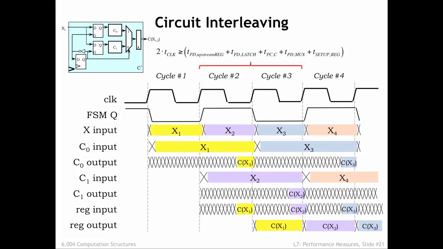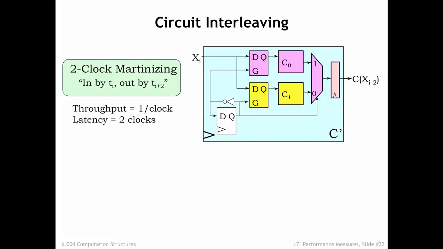Well, there is some time lost to the propagation delays of the upstream pipeline register that supplies the X input, the internal latches and multiplexer, and the setup time of the output register. So the clock cycle has to be just a little bit longer than half of the propagation delay of the C module. We can treat the interleaving circuit as a 2-stage pipeline, consuming an input every clock cycle and producing a result 2 cycles later.